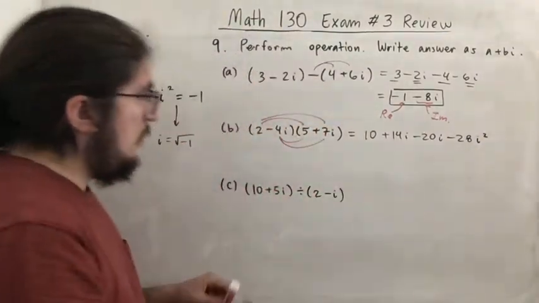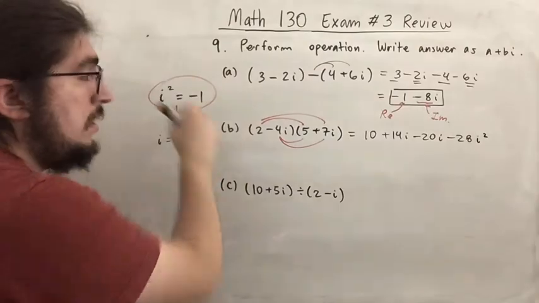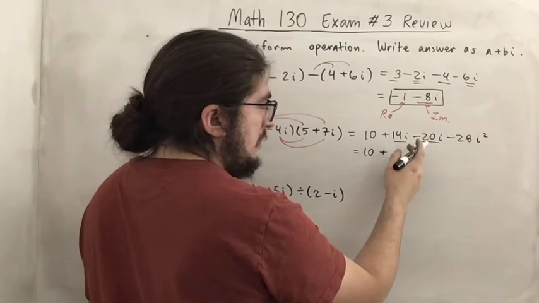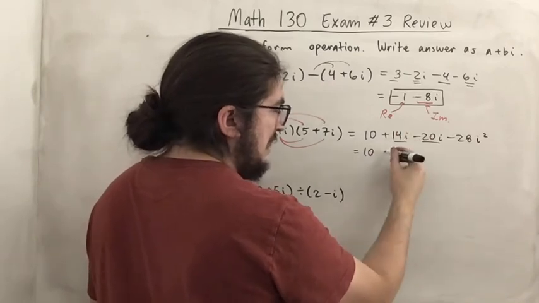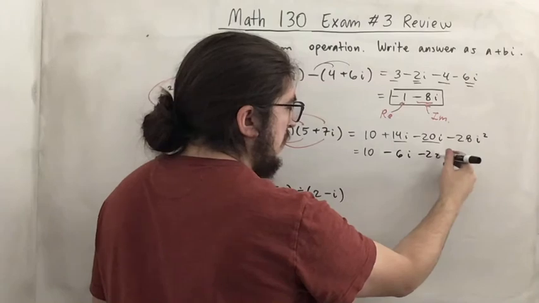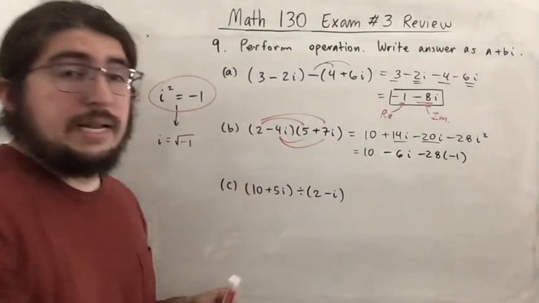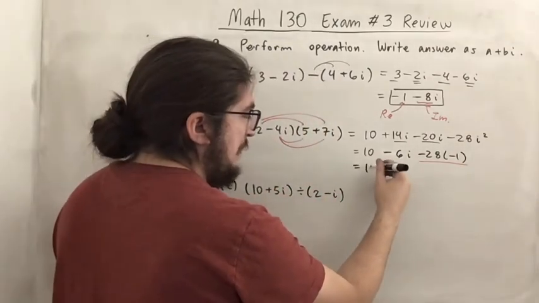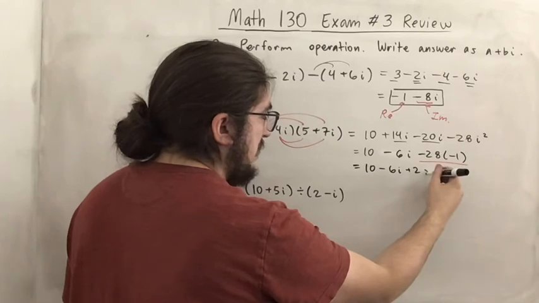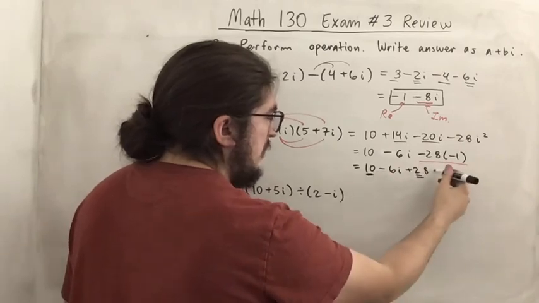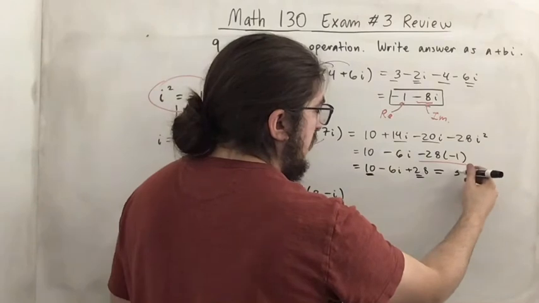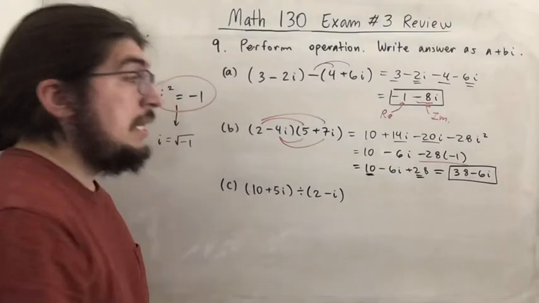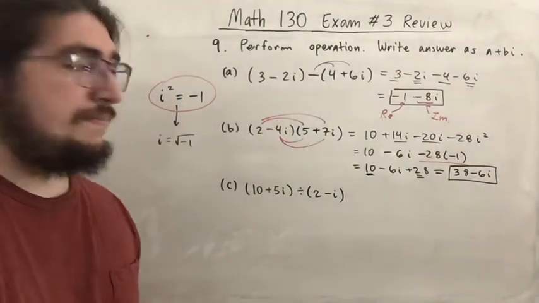Okay, but what's i squared? It's negative 1. So these two combine at the same time, so we get 10 plus, well, 14 minus 20 is actually negative 6, so it's actually going to be minus 6i. And then minus 28 times negative 1, because i squared is negative 1. And notice here, negative times negative is positive, so we end up getting 10 minus 6i plus 28, and these now combine to 38. So this is actually 38 minus 6i. So the real part of this complex number is 38, and the imaginary part is actually negative 6. How funny is that?